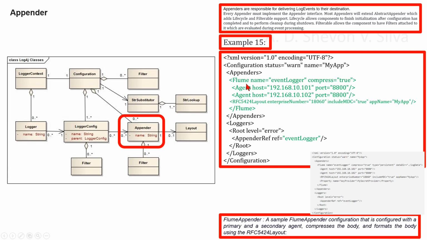Flume Appender parameters: name, String, the name of the appender. compress, boolean, when set to true, the message body will be compressed using gzip.